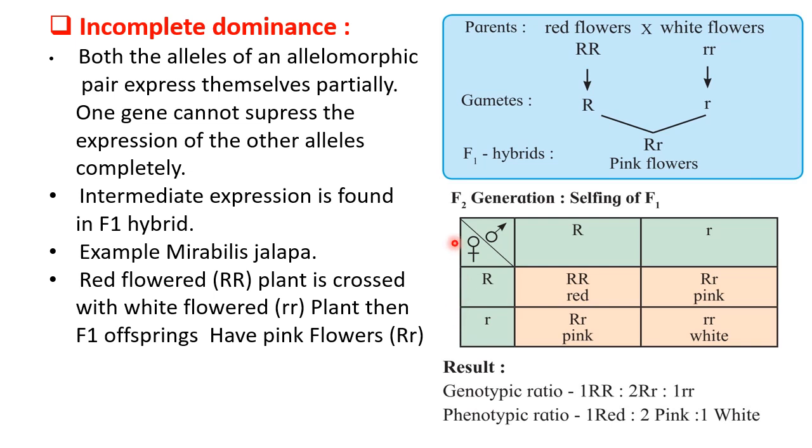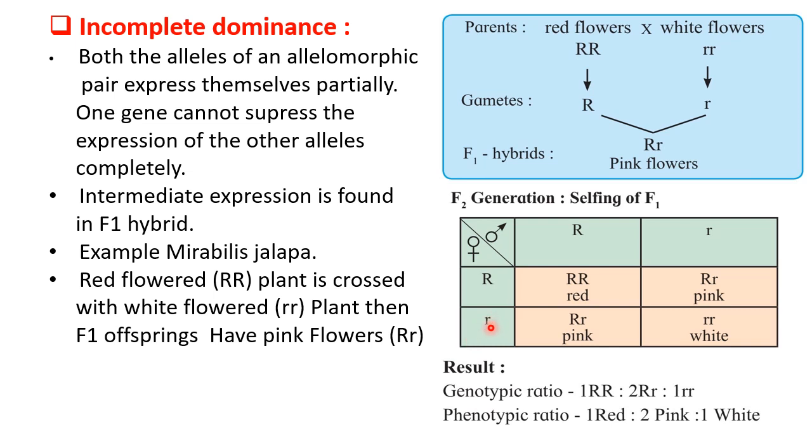So in this generation, equal numbers of female gametes and male gametes are produced and we get different combinations. So here we see capital R, then capital R. We see red flowered plants are produced. Then here capital R, small r, pink flowered plants are produced. Then small r, capital R. Here we see pink flowered plants are produced.